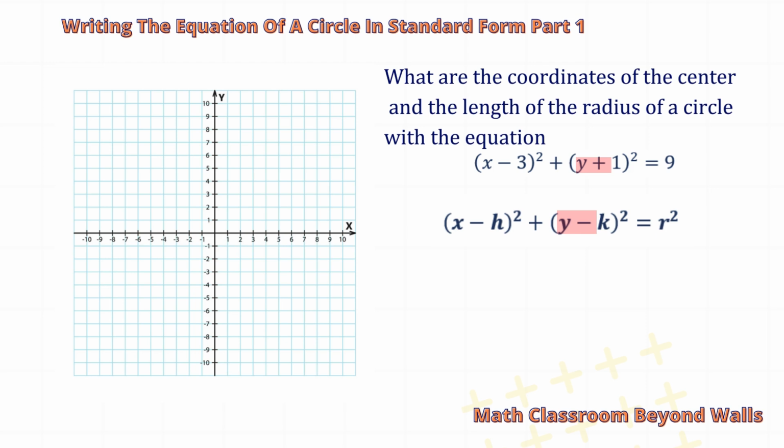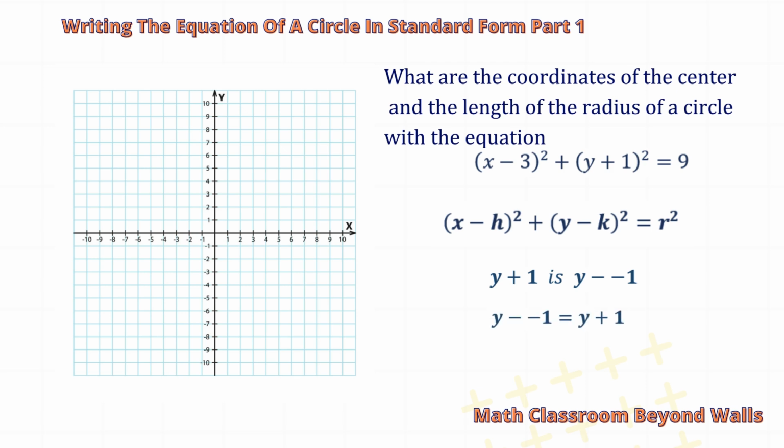We must therefore rewrite this. How can we rewrite y plus 1 such that a minus sign will come after y and not a plus sign? Can we do that? Yes, of course. We write it as y minus negative 1. Remember that negative and negative is positive. So y minus negative 1 is just another way of writing y plus 1.